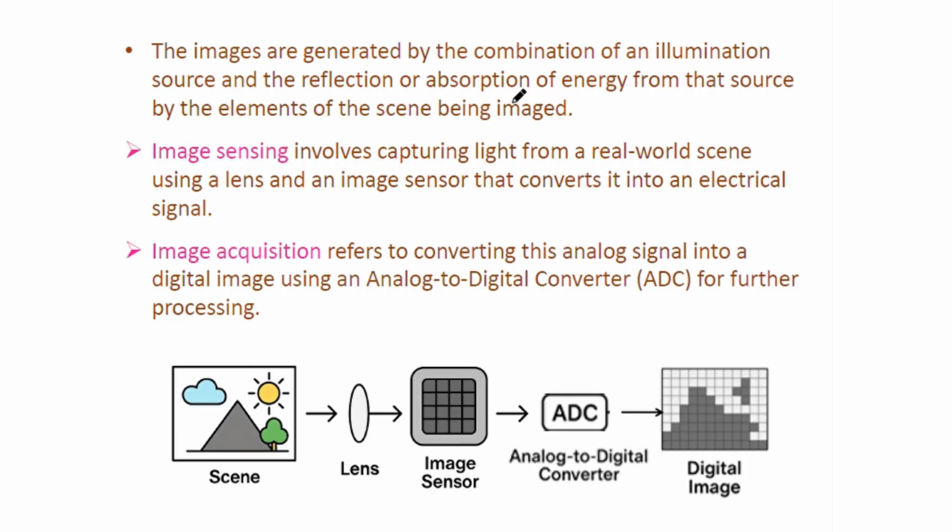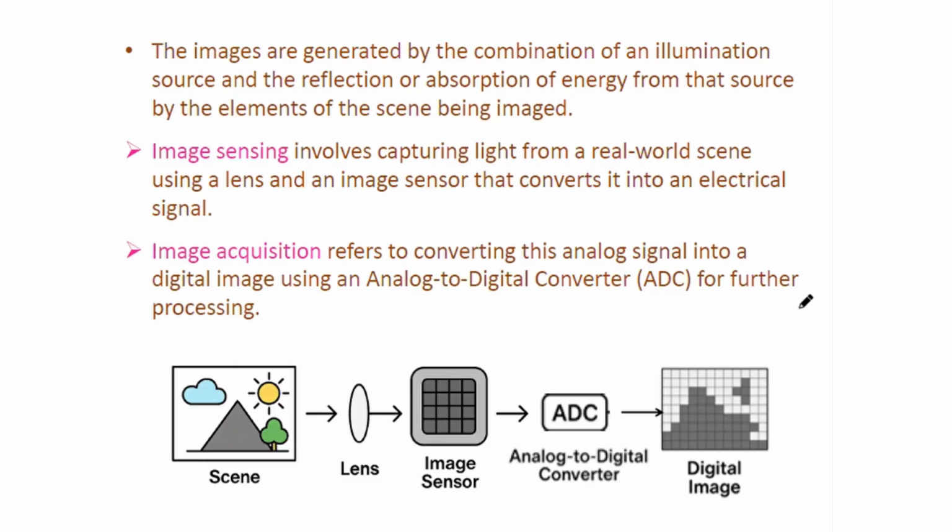As I told, it consists of two things, image sensing and image acquisition. What is image sensing? It involves capturing light from a real world scene using a lens and an image sensor that converts it into an electrical signal. Then image acquisition: in this process, the analog signal generated from image sensing is converted into digital by using an analog to digital converter.